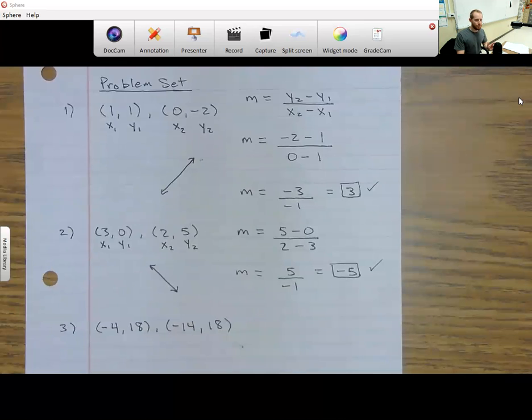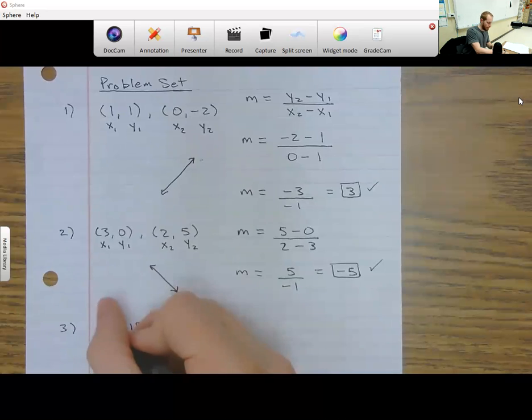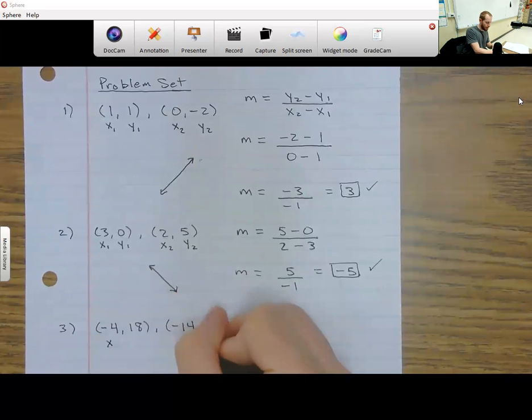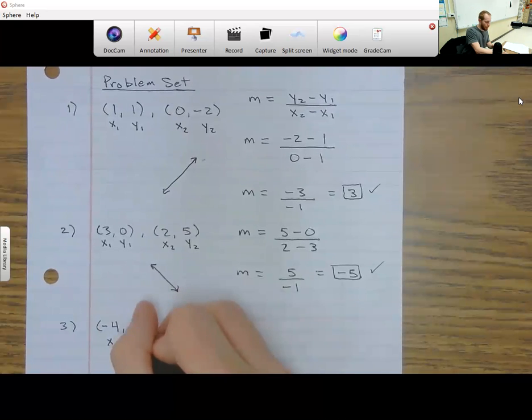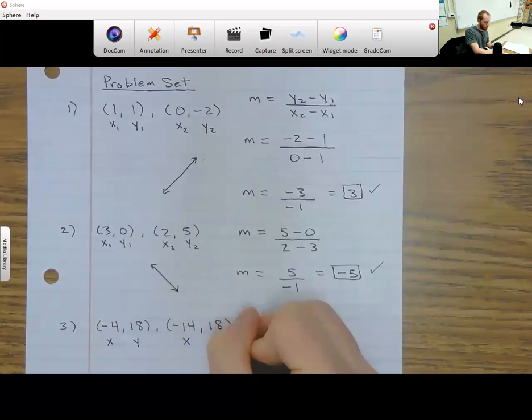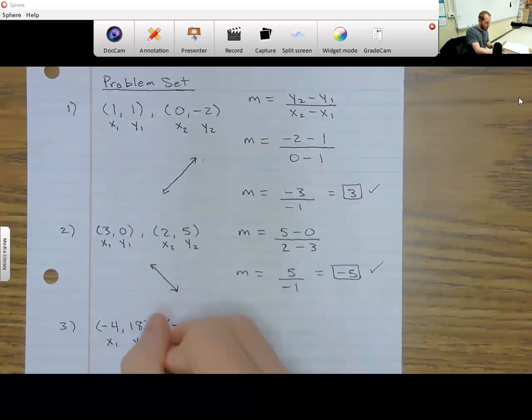I know that the x's are always going to come first inside the parentheses, right? So this is an x, and this is an x. The y's are always going to come second inside the parentheses. So I know that this is going to be my y coordinate, and this is going to be my y coordinate. All right. Then this is my first point. This is my second point. Okay. So now I just feed those numbers into the formula.